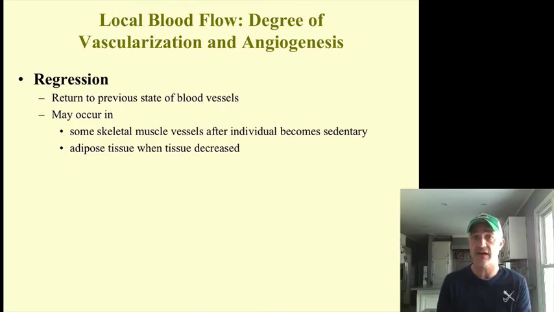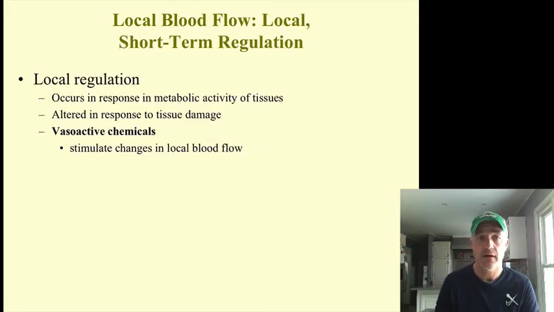If you had a lot of adipose tissue and you're having to supply blood to that and then you lose 50 pounds, you're going to reduce the amount of blood vessels needed to supply that tissue. And that whole process is called regression.